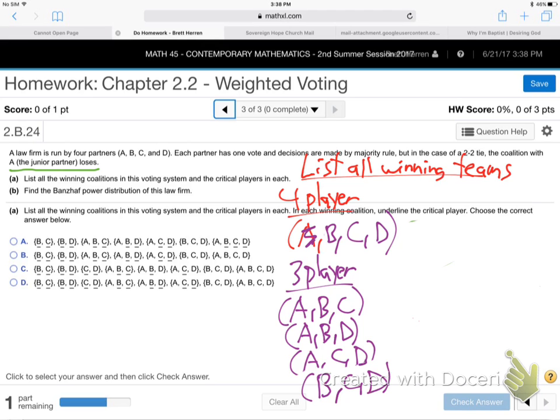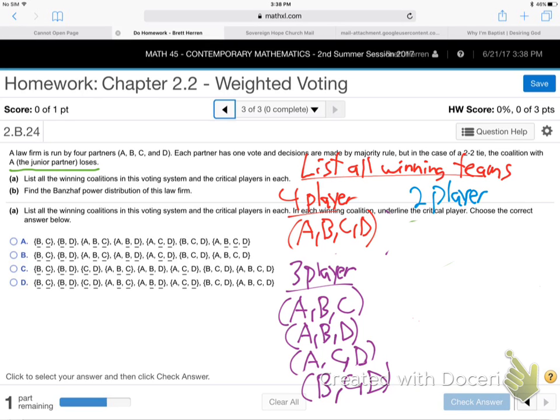We get to there? That all making sense? So there's all, and I know I haven't missed any because I used a system, right? So there they are. There's all the 3-player teams. Now let's list all the 2-player teams.